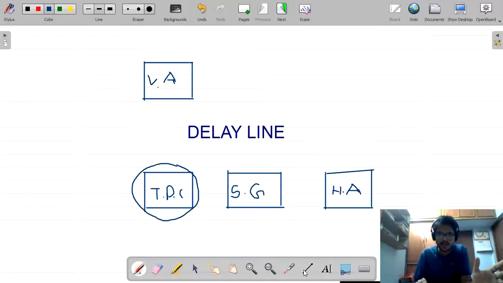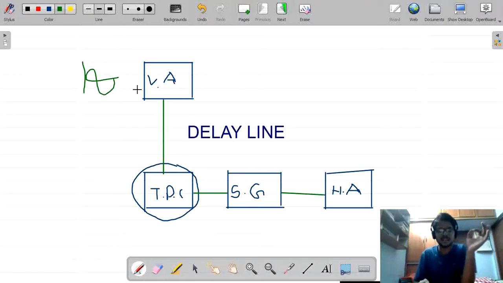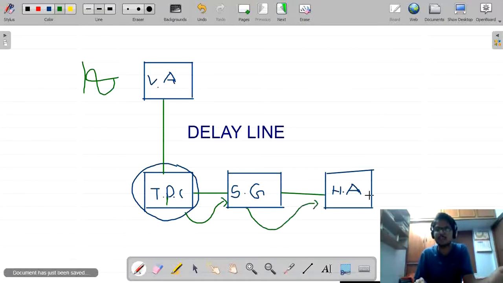the vertical amplifier and horizontal deflection system. Yes, we can clearly see. Assume that I have applied a signal of a sinusoidal input. The signal travels from the vertical amplifier to the trigger pulse circuit. From the trigger pulse circuit it travels to the sweep generator. From the sweep generator it travels to the horizontal amplifier. From the horizontal amplifier it is given to the horizontal deflection plates.